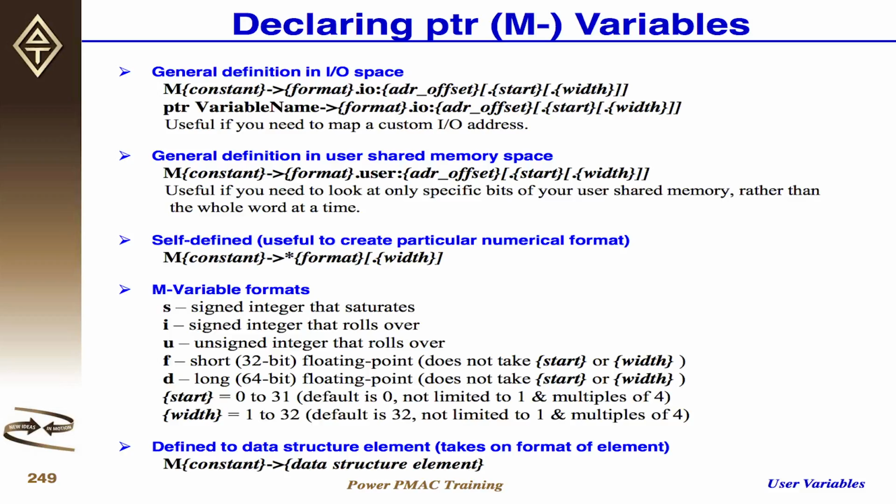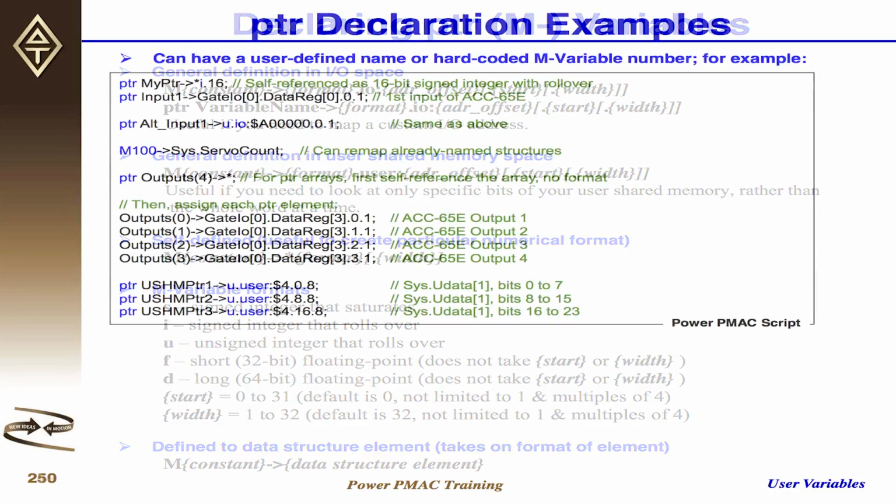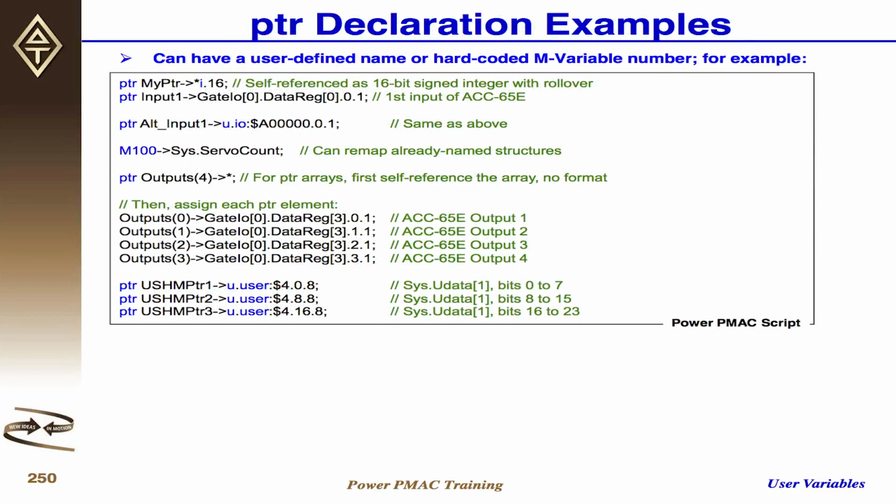But you could, if you don't want to address it as an M variable number, declare pointer, your variable name, and then same thing, dash greater than, and then format.io, address offset, start, width. Let me skip ahead really fast just to show you what that looks like.